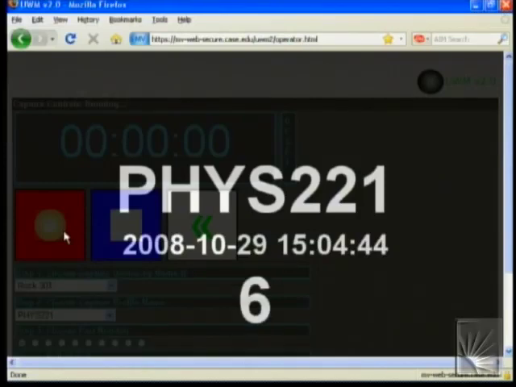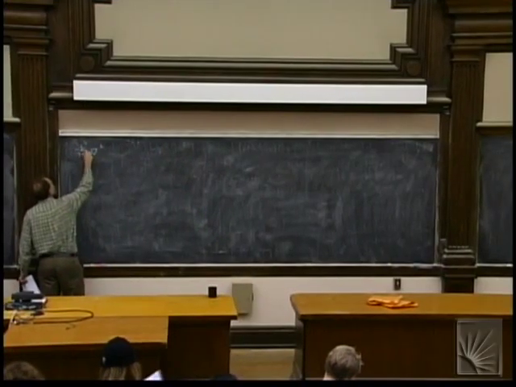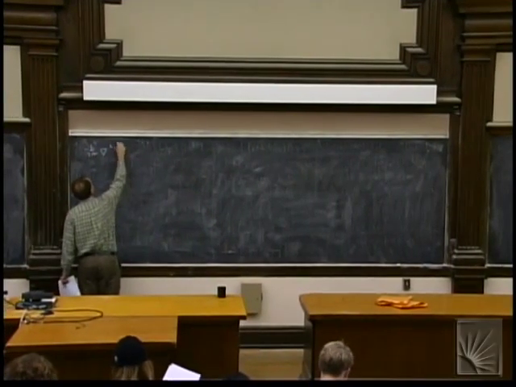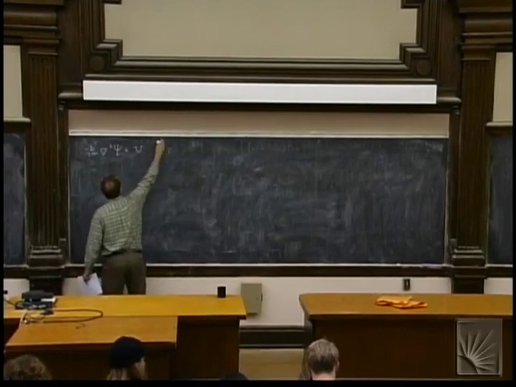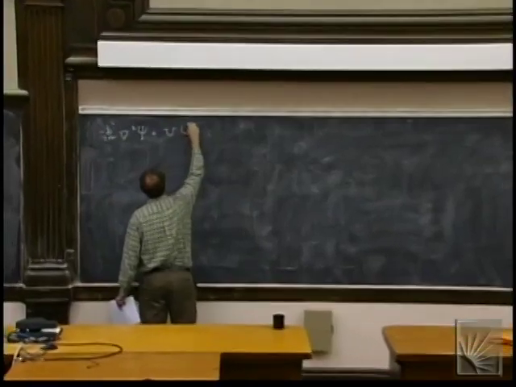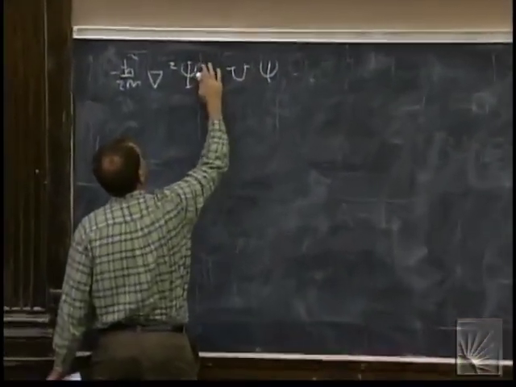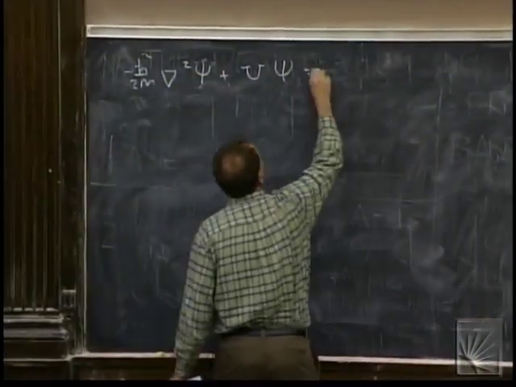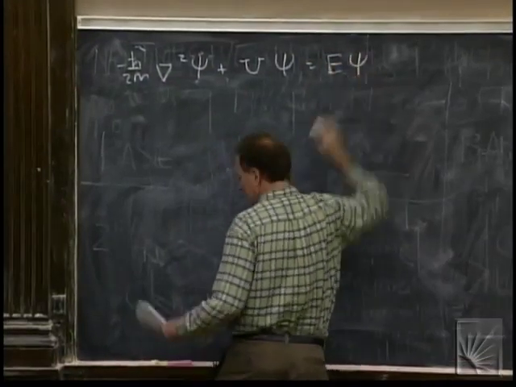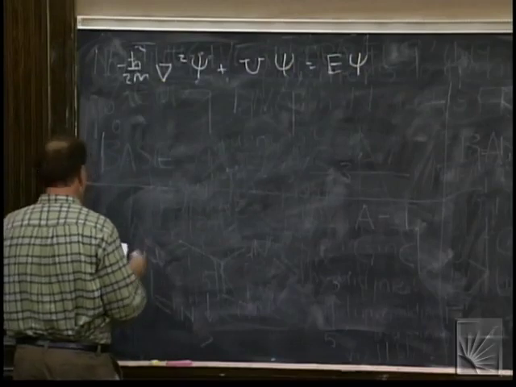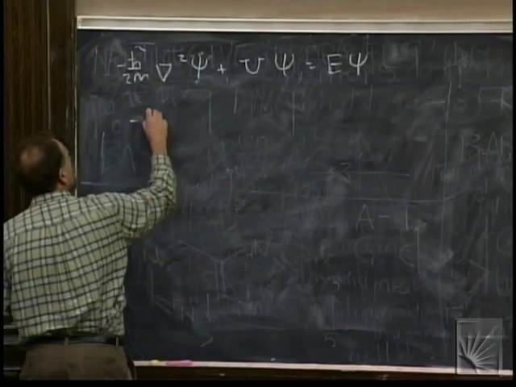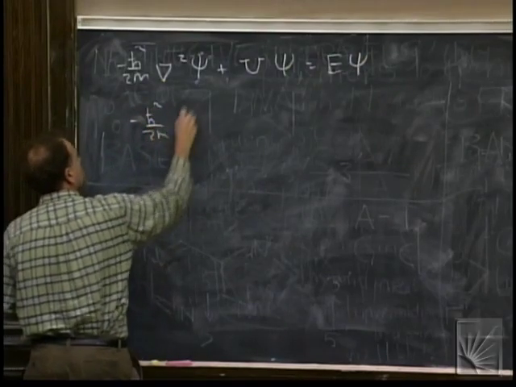We've ended up at the following place. Our original Schrodinger's equation, actually I don't want to do the time dependent piece, has become, well, the radial piece we haven't really done anything with yet.